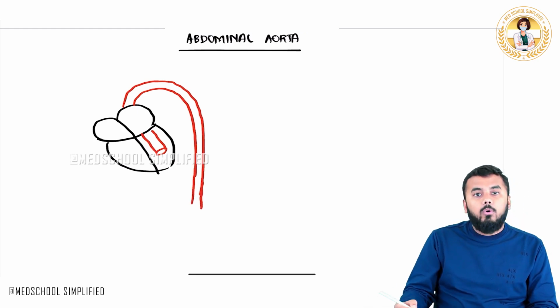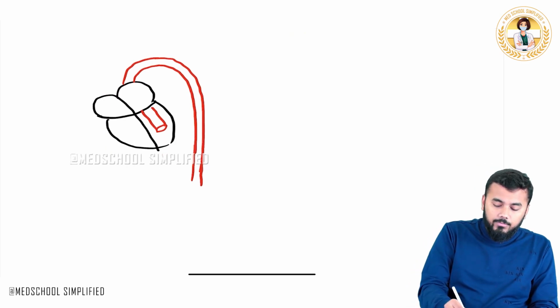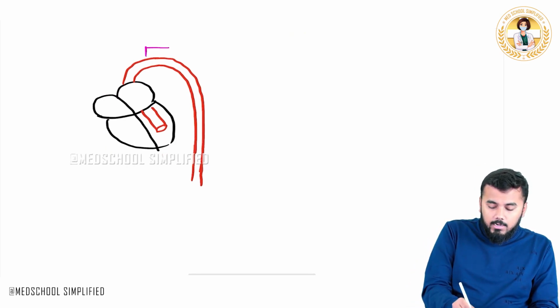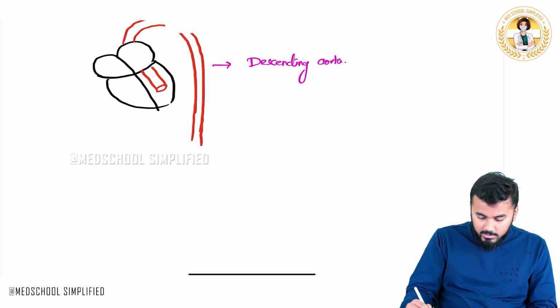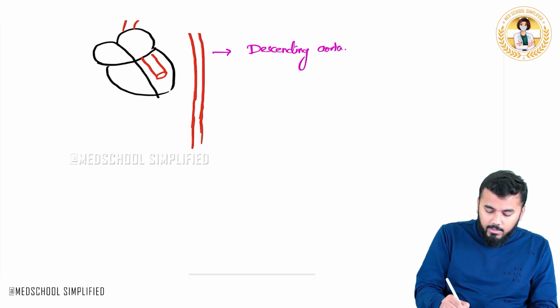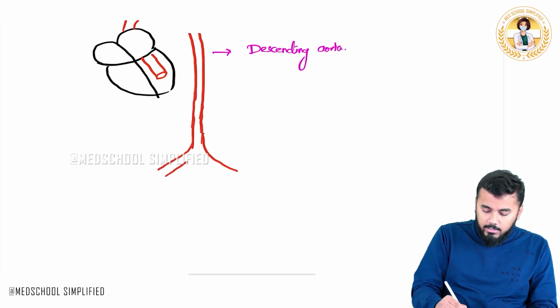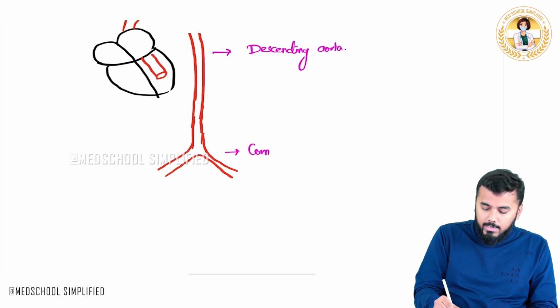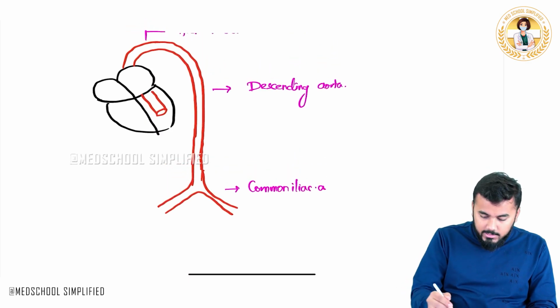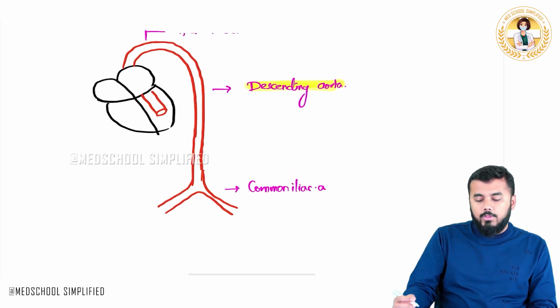As it is descending down, you call this the descending part of the aorta. So this part is called the arch of the aorta, and this is called the descending part of the aorta or descending aorta. Now this descending aorta descends down all the way and finally divides into two main branches. These two main branches are called the common iliac arteries. Now we shall be discussing mainly the descending part of the aorta.